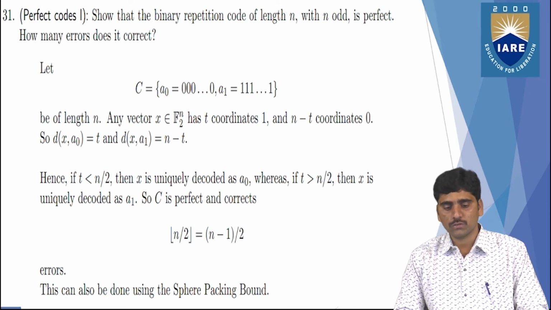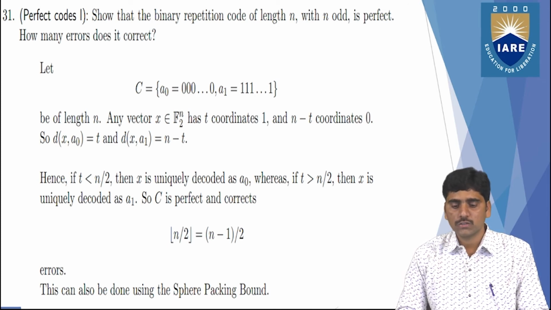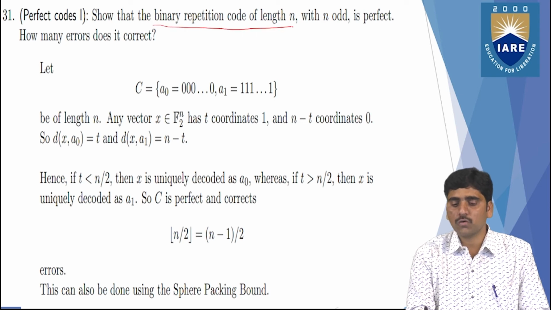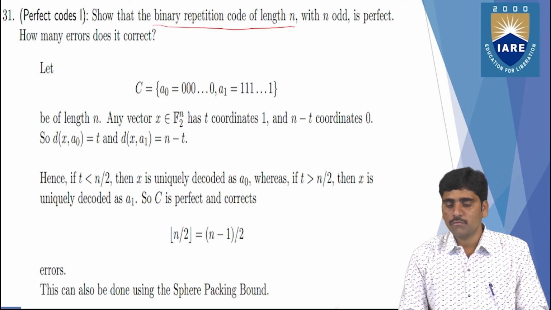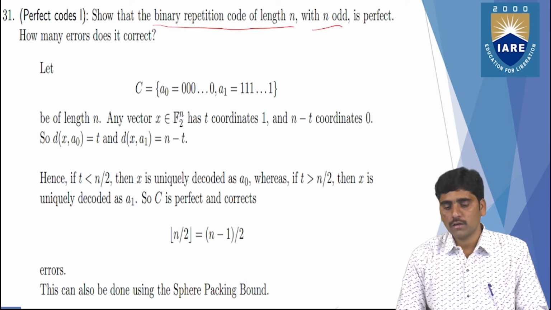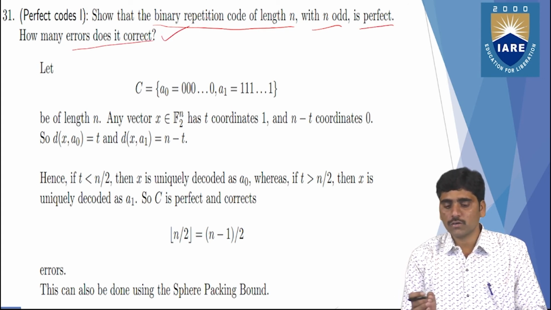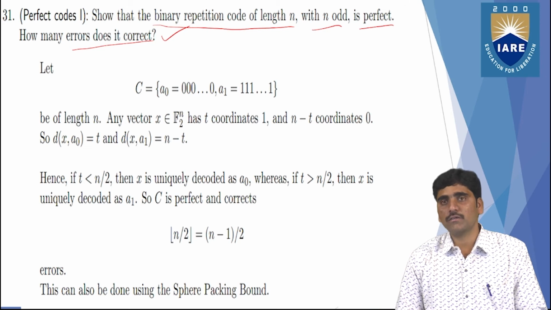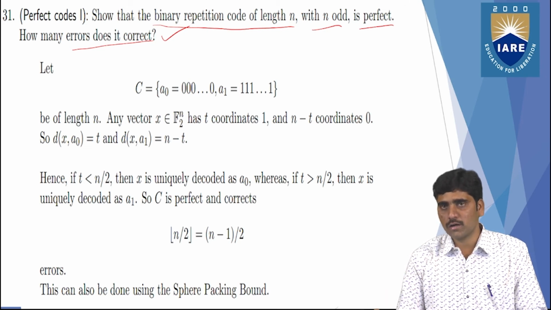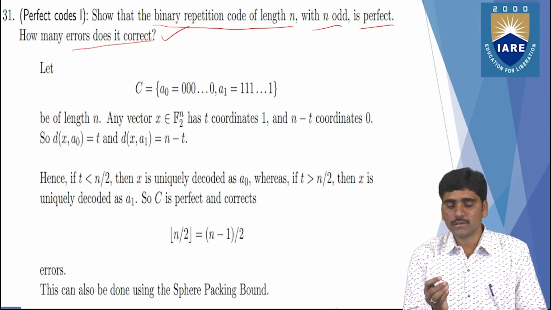So perfect codes. Show that the binary repetition code of length n with n odd is perfect. How many errors does it correct? So we have the code with length n, where n is odd, and we check whether it is perfect. If it is perfect, how many errors does it correct?